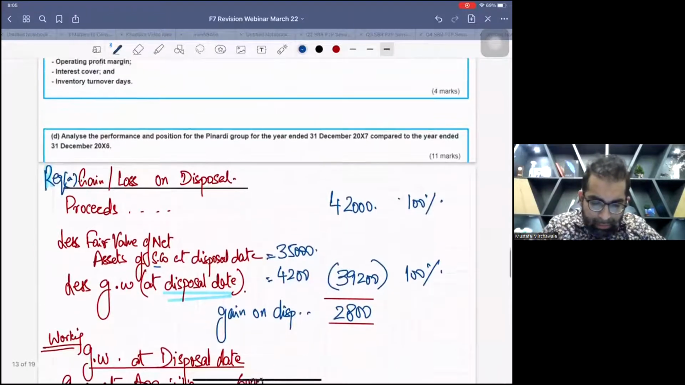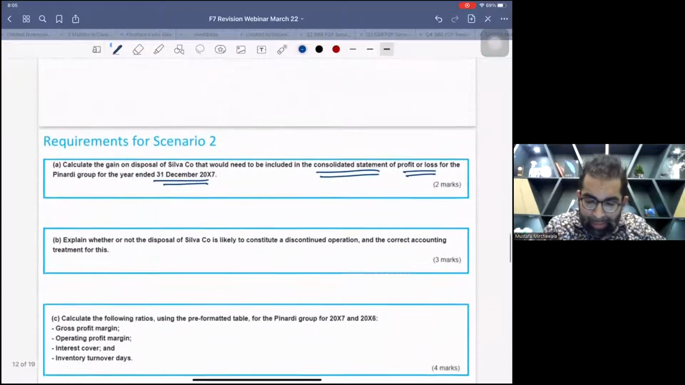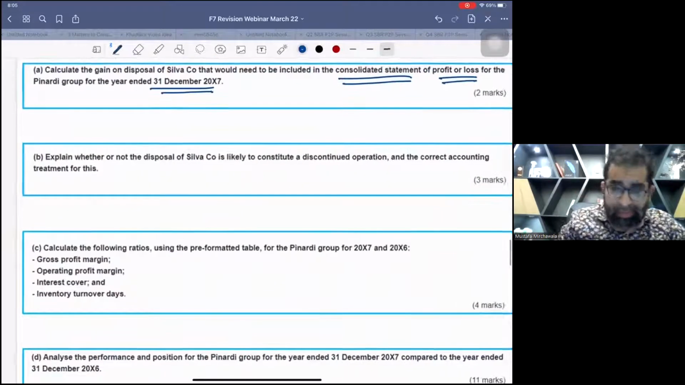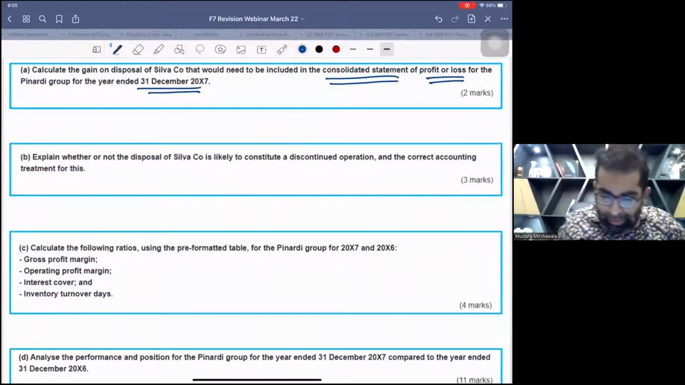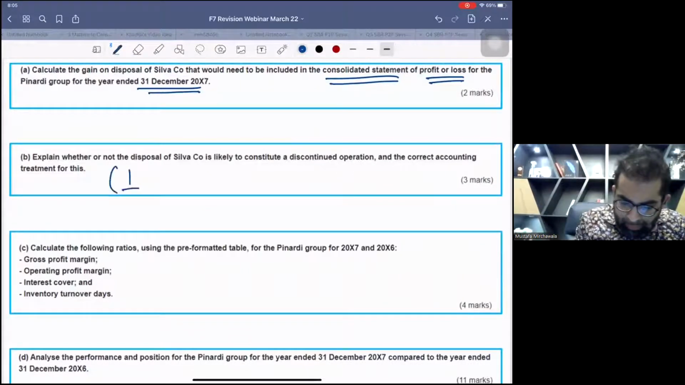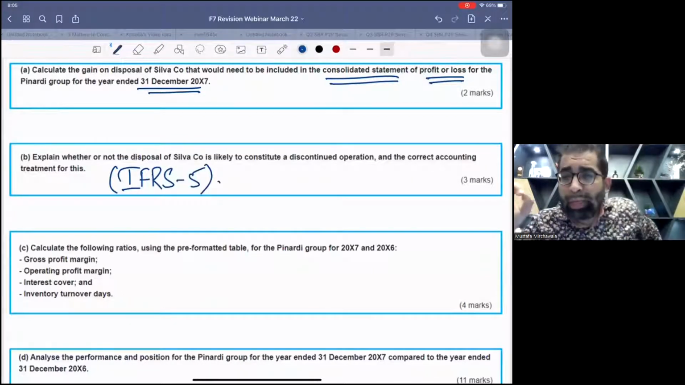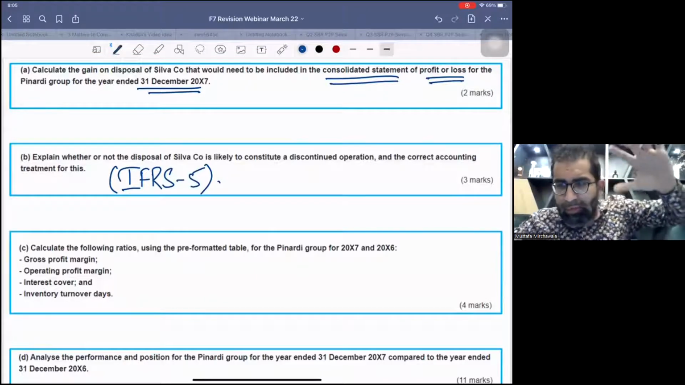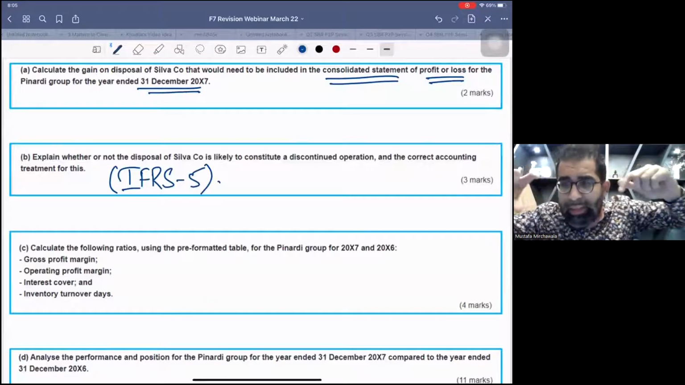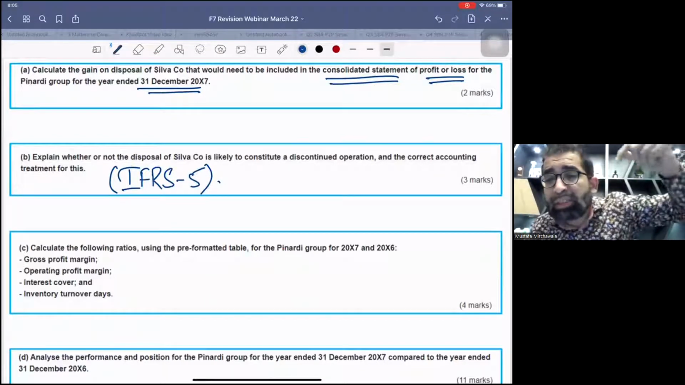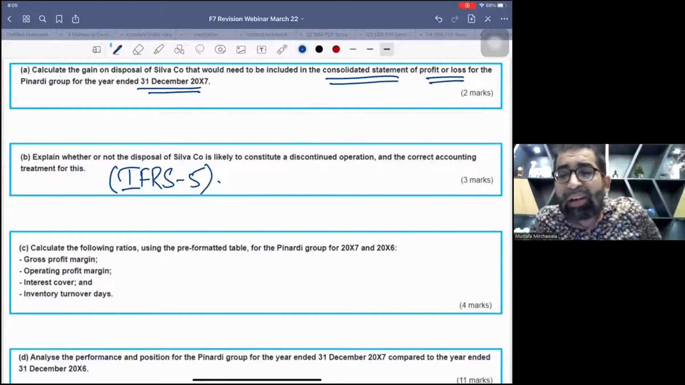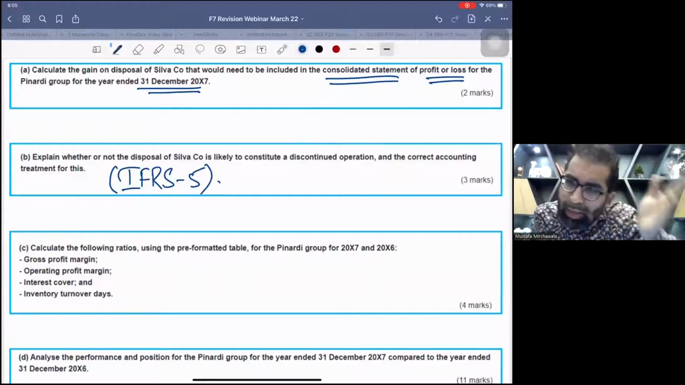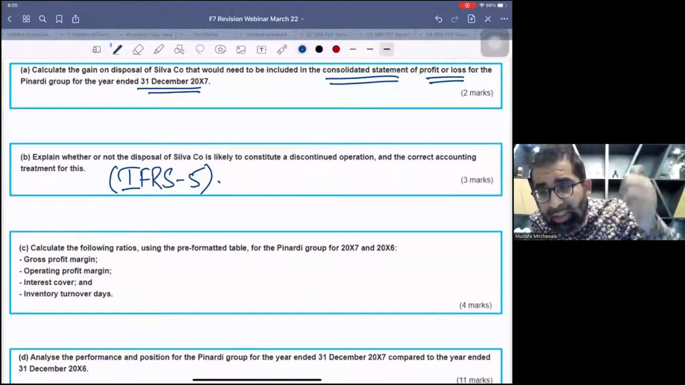Now, the second requirement is again easy. Yes, it is related to IFRS 5. There are two separate names of IFRS 5. One is non-current asset held for sale, and the other one is discontinued operation. Okay. Held for sale is about SOFP, because it's related to current and non-current things, which is SOFP thing.